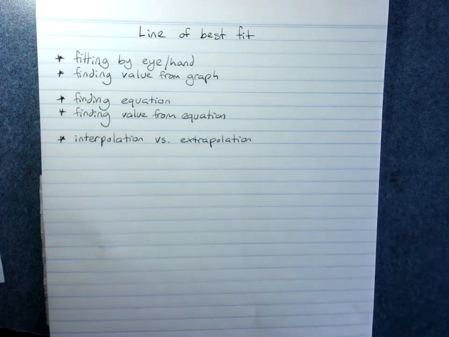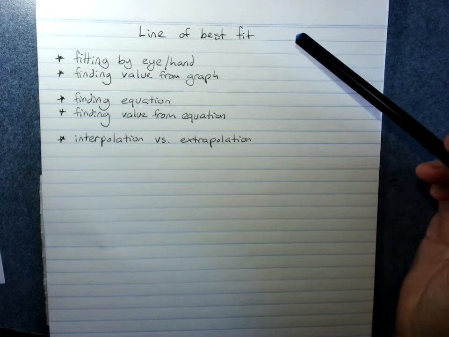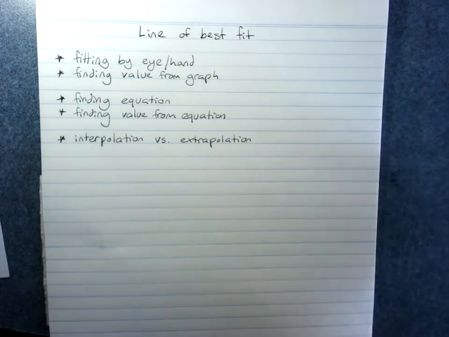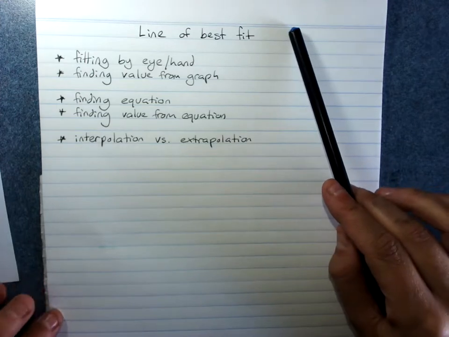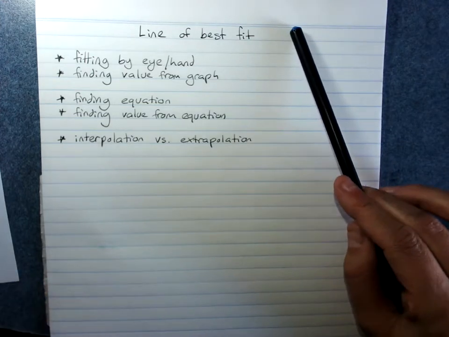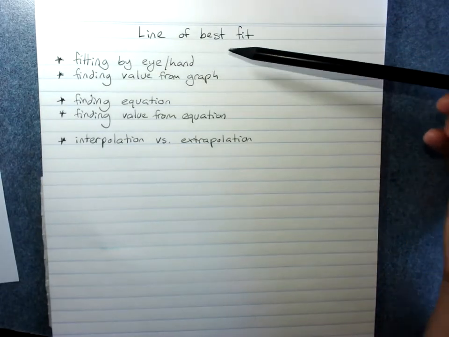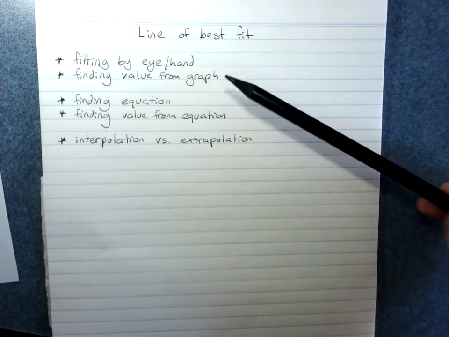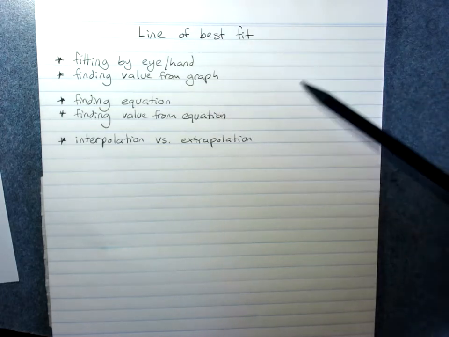Line of best fit. A line of best fit is a straight line or a curved line, depending on what we're doing. We'll use a straight line that fits a set of data on a scatter plot. So we'll look at fitting a line just by eye, finding a predicted value from that graph, finding the equation of a line and using that value to get an equation.